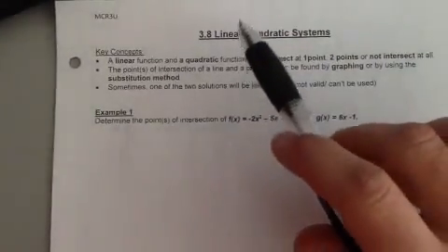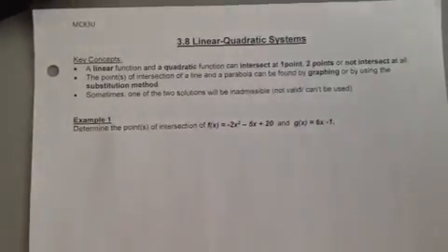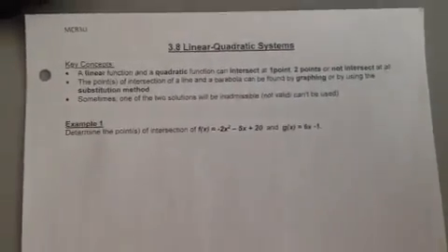Key concepts here is that a linear function and a quadratic function can intersect at 1 point, 2 points, or not intersect at all. If I just show you what I mean by that, you may have a parabola that opens downward like this, and you may have a line up here, and therefore this linear quadratic system has zero solutions because they never meet.